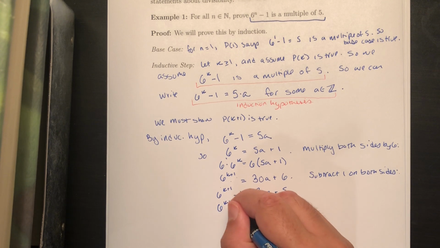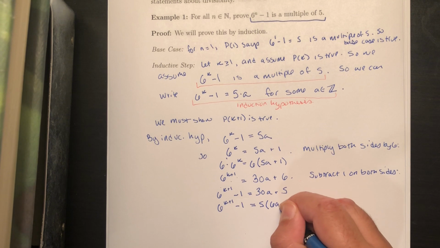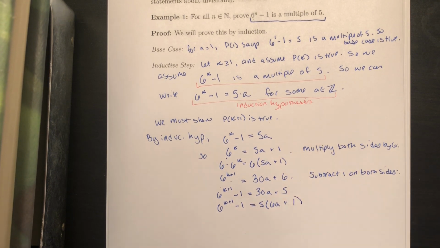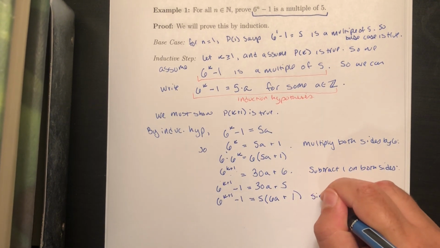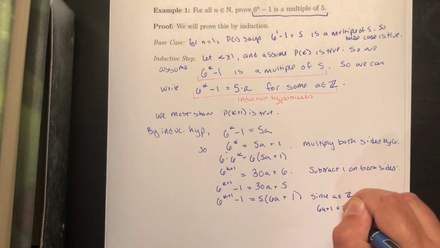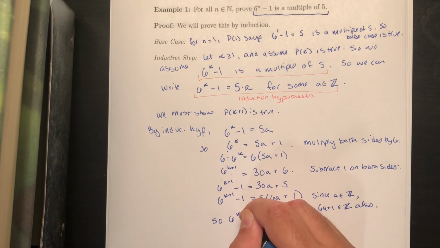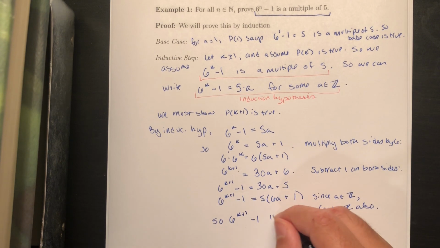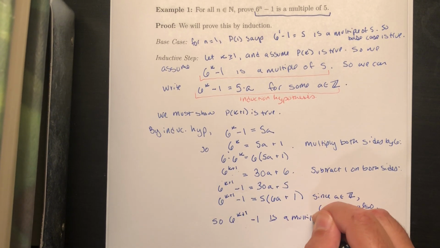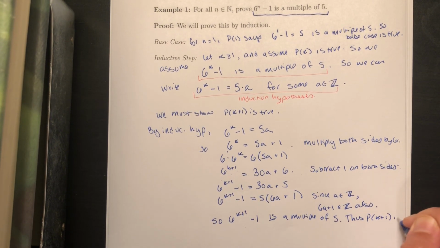So let's rewrite this one more time as 6 to the k plus 1 minus 1 is equal to 5 times 6a plus 1. Now, since a is an integer, 6a plus 1 is an integer also. And so we conclude that 6 to the k plus 1 minus 1 is a multiple of 5, as we were trying to show. Thus, p of k plus 1 is true. And that completes our induction step.